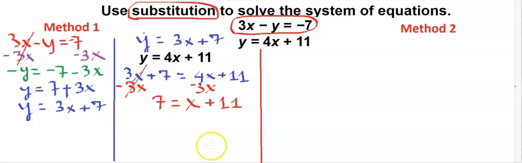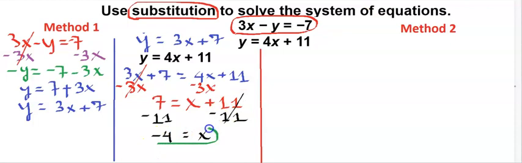Subtract 11. Good. Get rid of this 11 by subtracting. The inverse of add 11 is subtracting 11. All right. And this is gone. Good. What's 7 minus 11? Negative 4. So negative 4 equals x. So that is the answer for the x. Okay, so we did all that work, and we only did half of the problem.